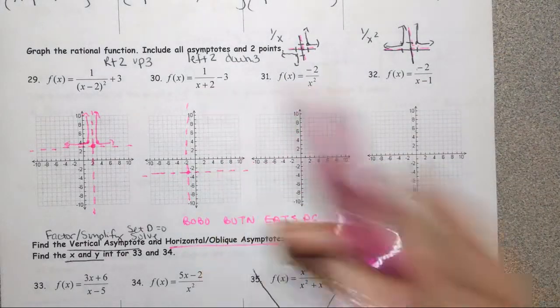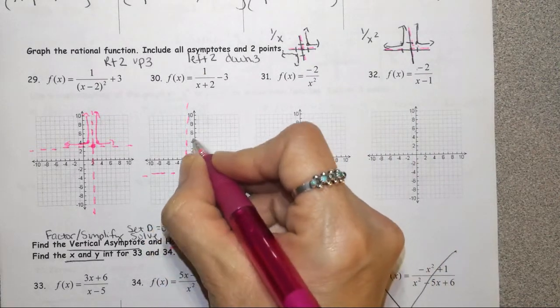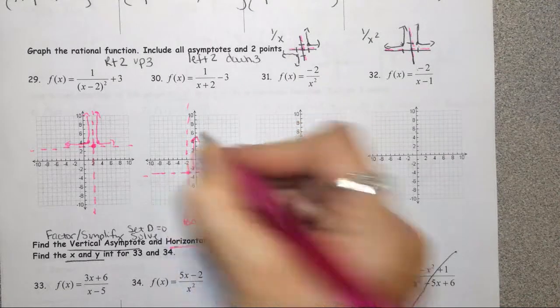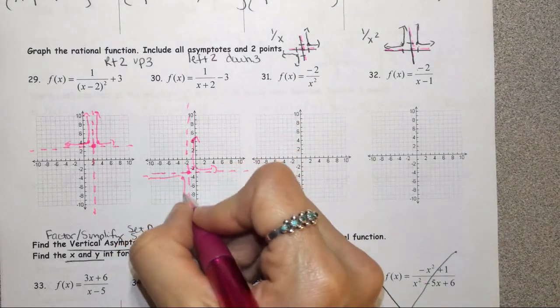Since this is just a positive 1 on top, I'm going to follow that same pattern. I'm going to go to the middle and go right 1, up 1, and draw that piece. Then I'm going to go back to the middle and go left 1, down 1, and draw that piece.